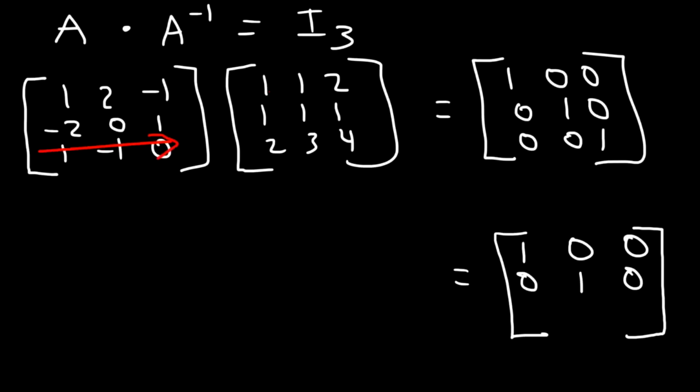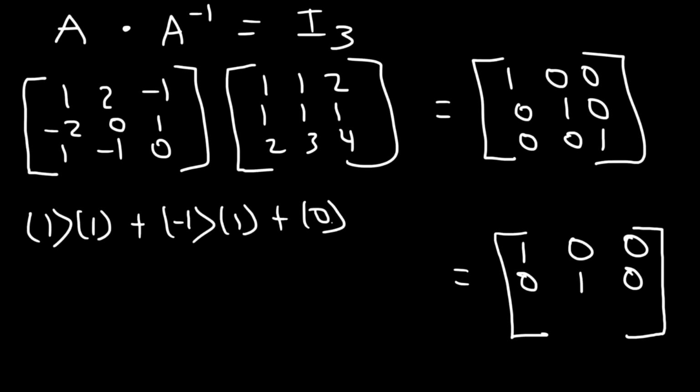Now, row 3 times column 1. Let's try that. So it's going to be 1 times 1 plus negative 1 times 1 plus 0 times 2. So it's 1 minus 1 plus 0, which is going to be 0.